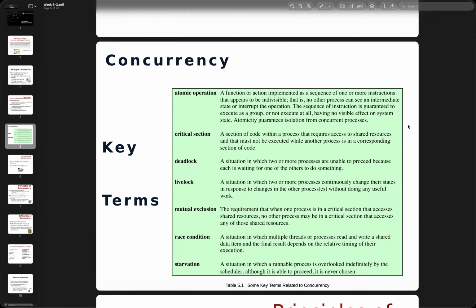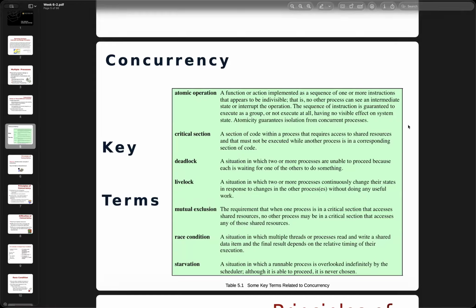And also mutual exclusion. This is the requirement that when one process is in a critical section accessing shared resources, no other process may be in a critical section that accesses any of those shared resources. So it's mutual exclusion, and here is one of the requirements. If I have a question asking how you can prevent deadlock or ensure mutual exclusion, there's a requirement, so you need to fulfill this too.